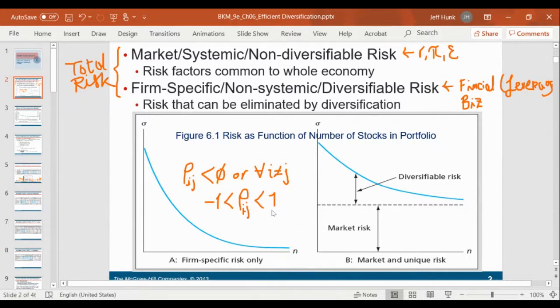Not just less than 1. It should be, better be, but anyway, if stock I and stock J are perfectly negatively correlated, what does that mean? The correlation between I and J is -1. Then they will completely cancel out each other, right? Once again, this is something we did also in 100, so I'm not going to go over that again.